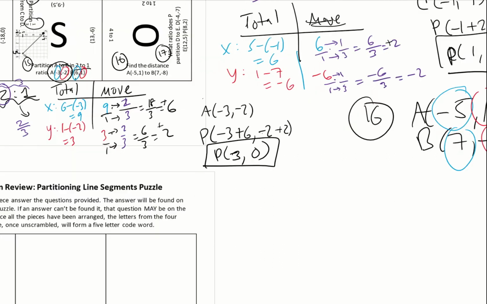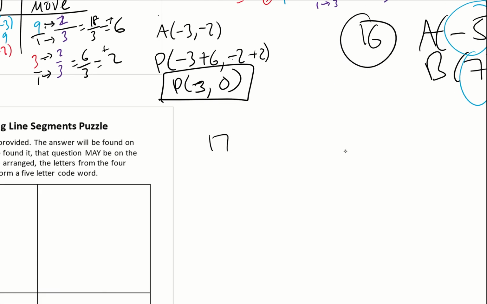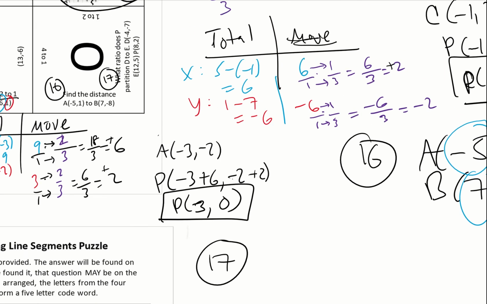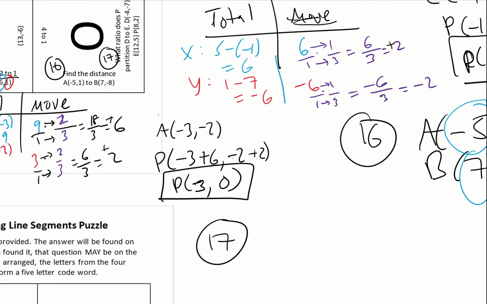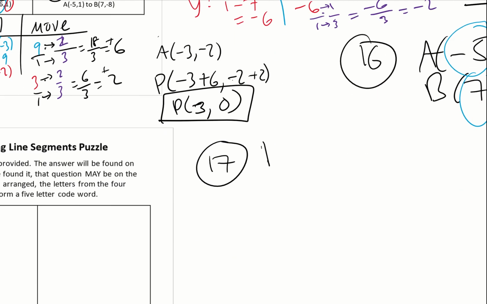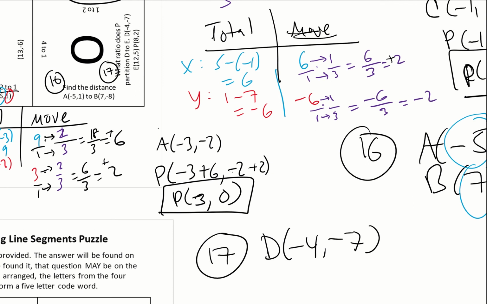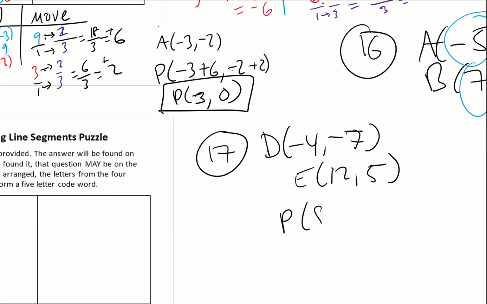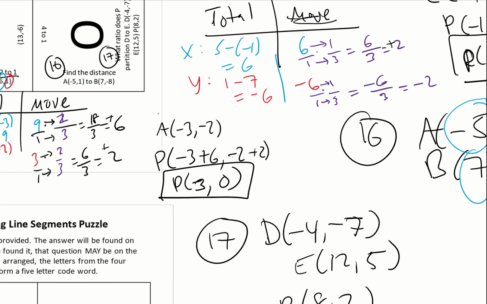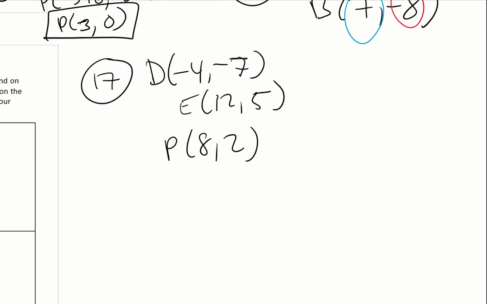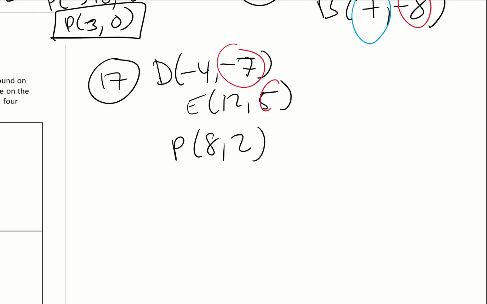All right, and then we'll finish off with the ratio, and that will be it, guys. So 17, partition, so we have from D to E. So D is negative 4, negative 7. 12, 5. Okay, so again, this time let's focus on the Y. We've always done the X in here, but this time let's do the Y, just to switch it up.